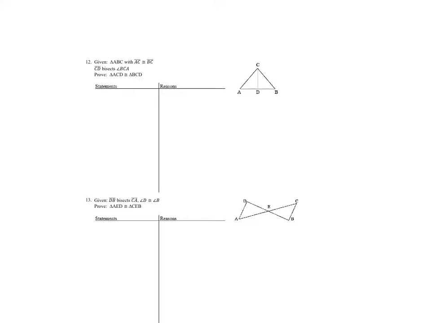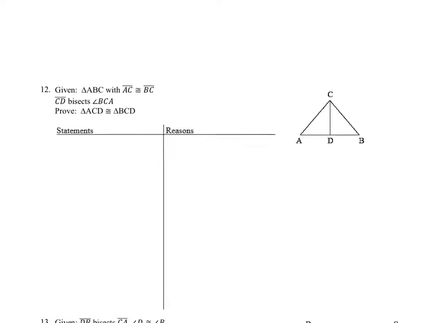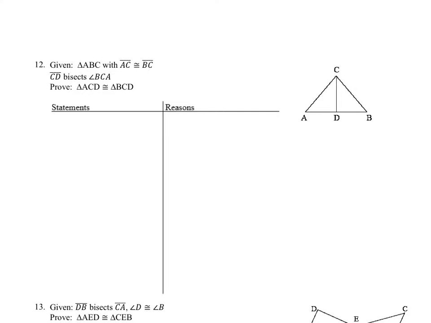Okay, on to page 6. We have number 12, given triangle ABC with AC congruent to BC. So AC congruent to BC. And you know, we have to put all this given stuff in there.